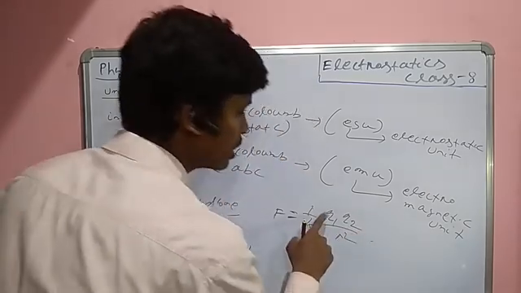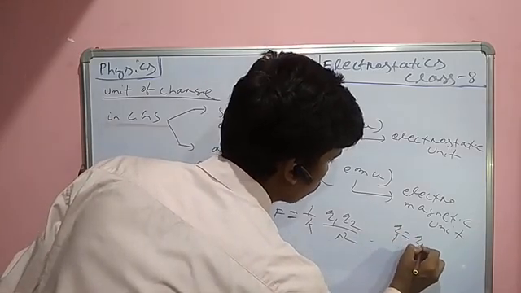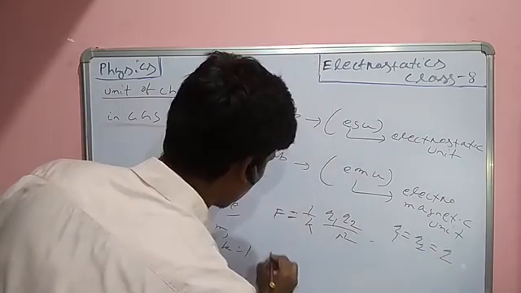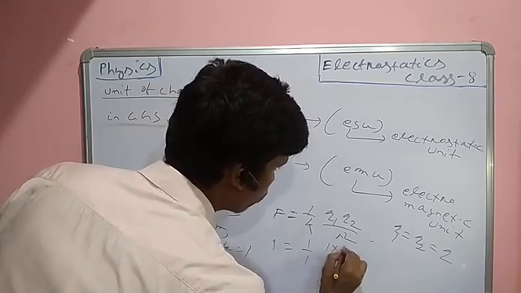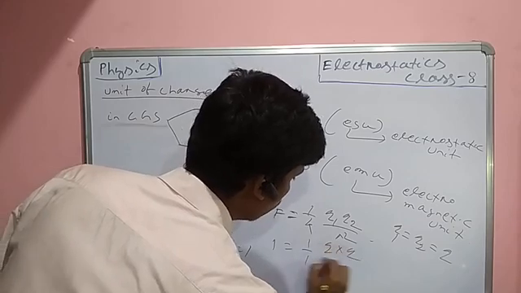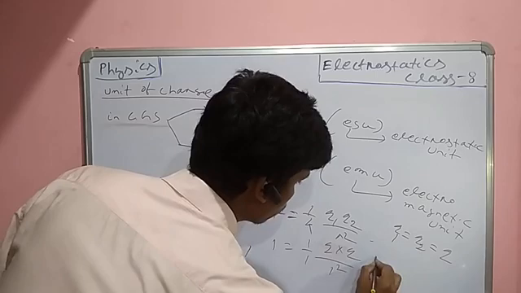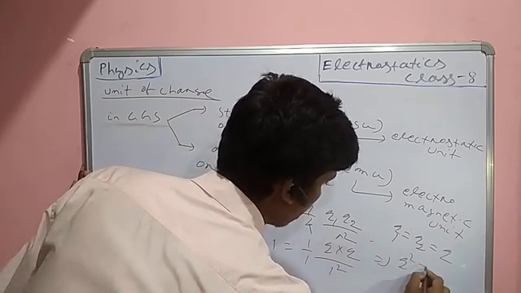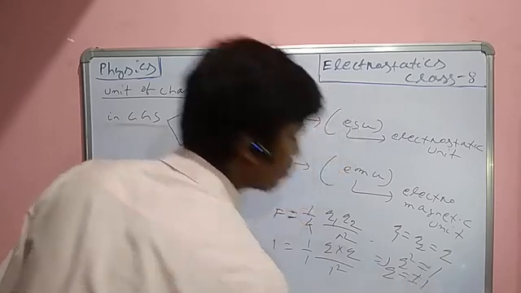Here, suppose Q1 and Q2 are the same magnitude. Q1 is equal to Q2 is equal to Q. So F is equal to 1 into Q into Q by R square, and R is 1 centimeter square. So this implies Q square is equal to 1, Q is equal to plus or minus 1. Yes or no?